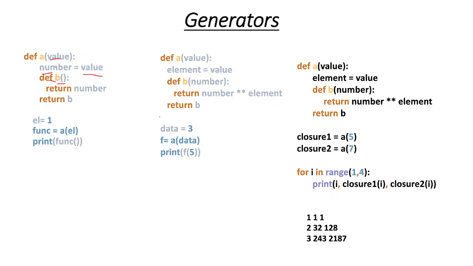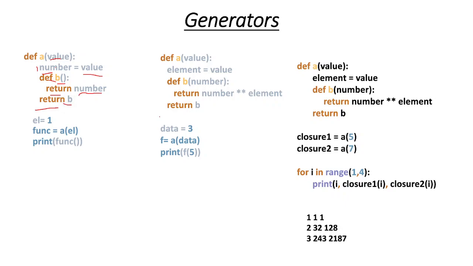However, we will place the return keyword inside our b function, which will return the variable number, which was originally placed inside our a function. Then inside our a function, we will use the return keyword and we will return the function b itself.